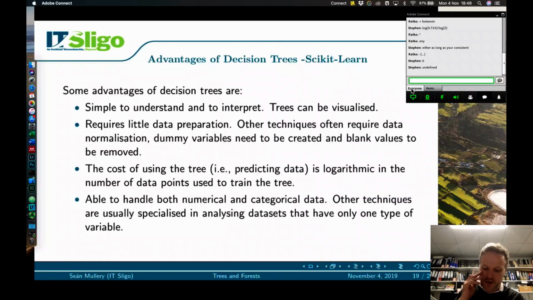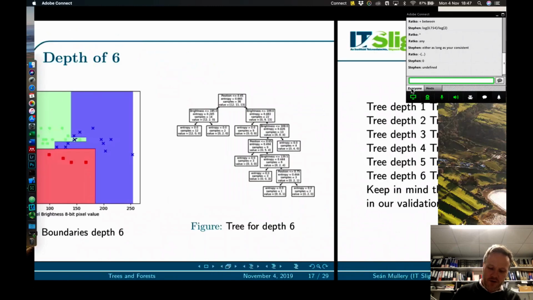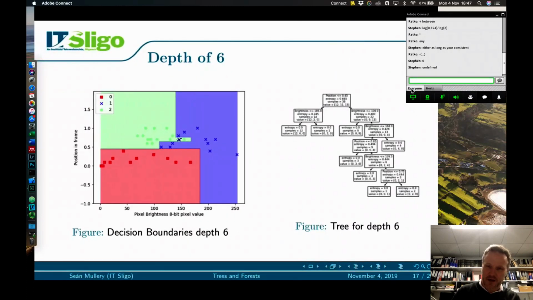The cost of using the tree, i.e. predicting data, is logarithmic in the number of data points used to train the tree. Now this is an interesting one: if I have more data points, I end up having more decisions to make because I'm trying to split it up. So the number of data points that I have has some determination on when I later on come up with a new sample.